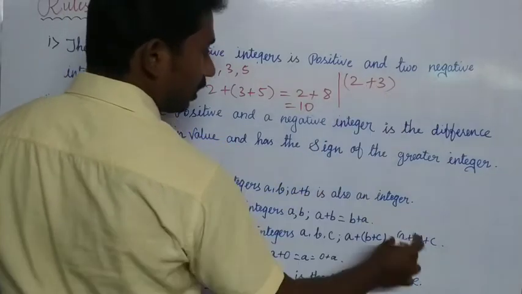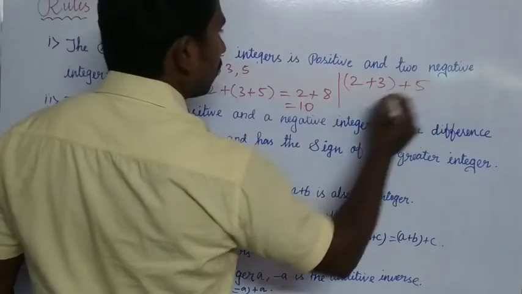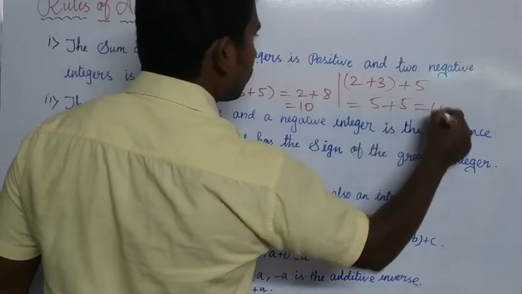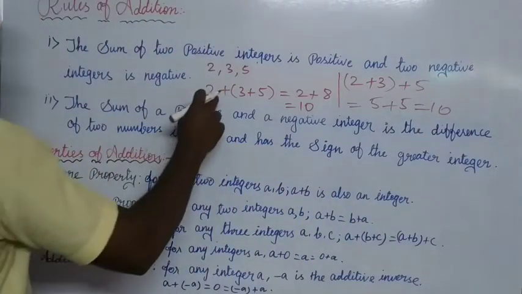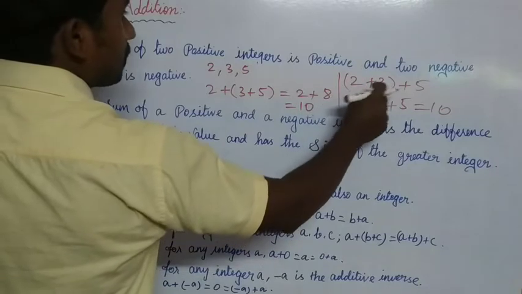a plus b, plus c. So plus c, how much is there? 5. So 2 plus 3 is 5, plus 5. So 5 plus 5 is 10. This means a plus of b plus c is equal to a plus b plus c.